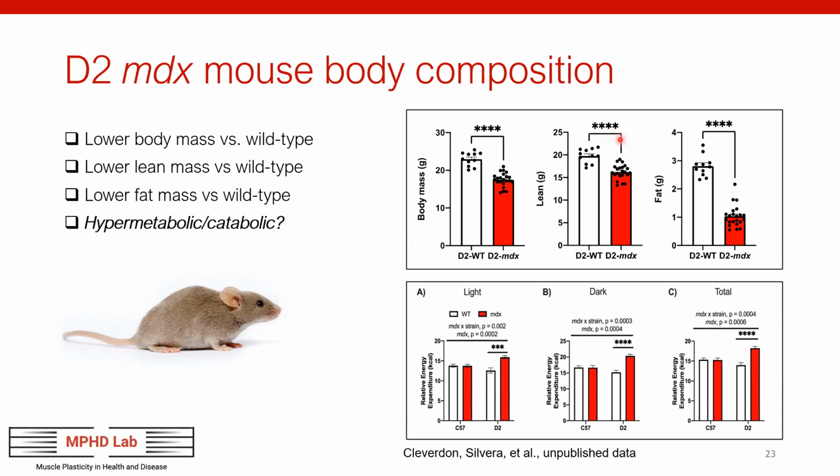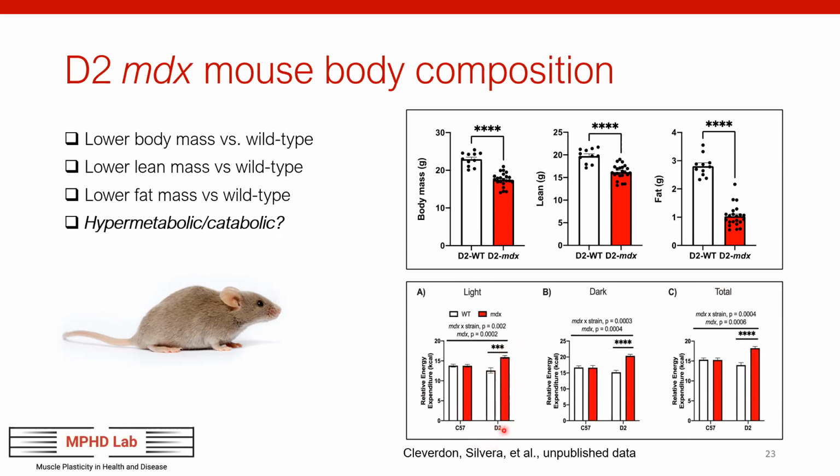There's a significant reduction in lean mass. There's a significant, a drastic reduction in fat mass. So this together can contribute to the reduction in body mass. And this reduction in both lean mass and fat mass makes us think that there's this hypermetabolic or catabolic state in this dystrophic mouse model. And sure enough, when we place the mice into the metabolic cages owned by Dr. Rebecca McPherson, we can see the D2-MDX mice, I've got it separated here in light as panel A. B will be the dark phase, and then C is the total daily 24-hour period. And over on the right here, I'll just focus your attention on the light phase.